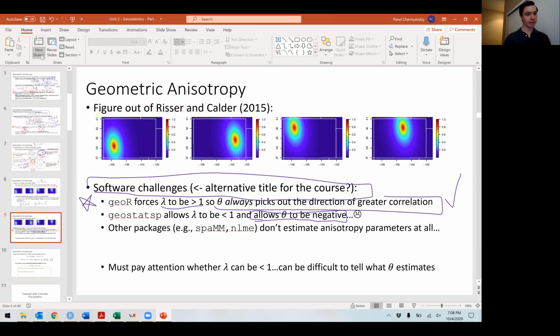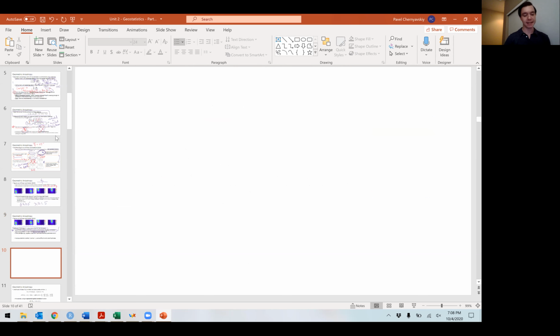And for some reason, I am struggling with that. Here is an empty slide.